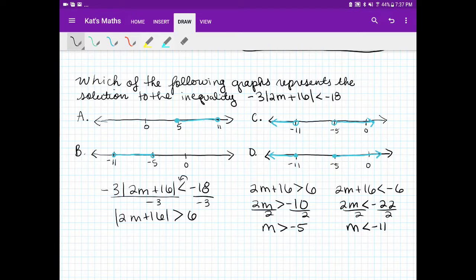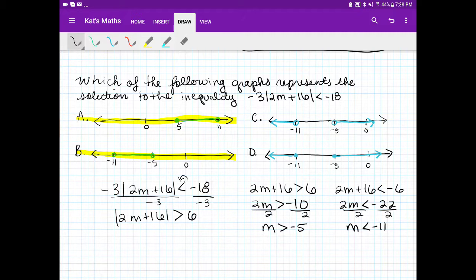So already we know that it's going to be on a number line in this kind of direction, right? Because it needs to be more than 6 distance units away. So we can count 2 of these out, right? This one can't be right because it's in between 2 values. So between these 2, we've got m is greater than negative 5, okay, and m is less than negative 11.